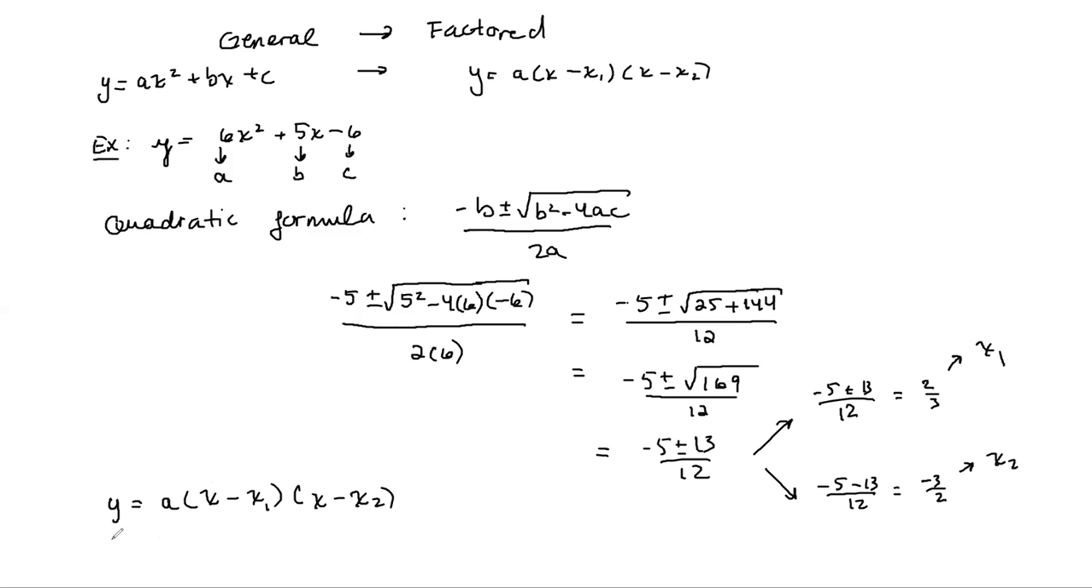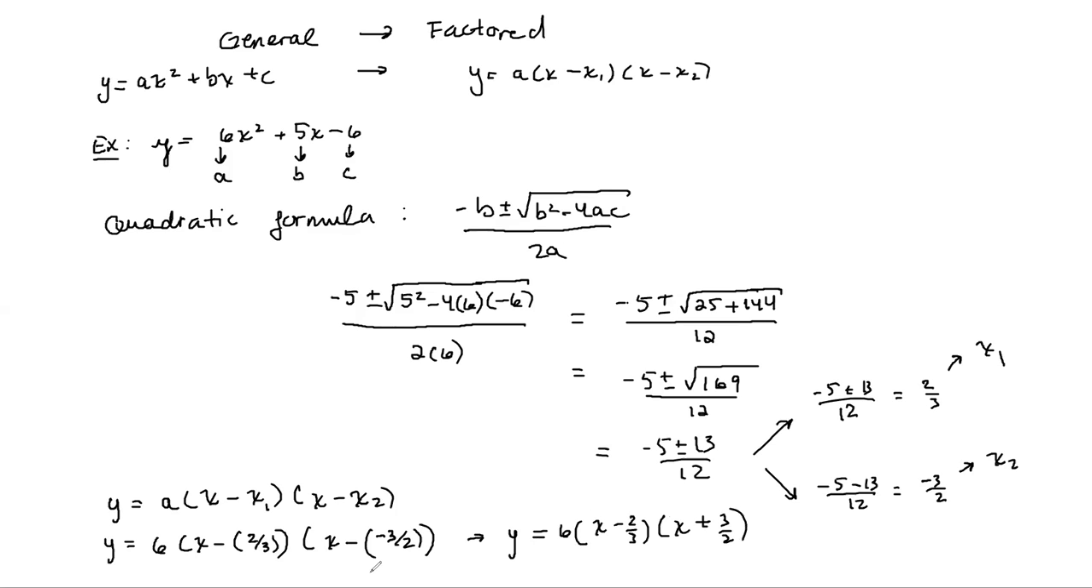So I have y. We said that a initially is 6, so I have 6 times (x minus x1), where x1 is 2/3, times (x minus x2), where x2 is minus 3/2. So this gives y is equal to 6(x minus 2/3)(x plus 3/2). And that is how we go from the general form to the factored form.